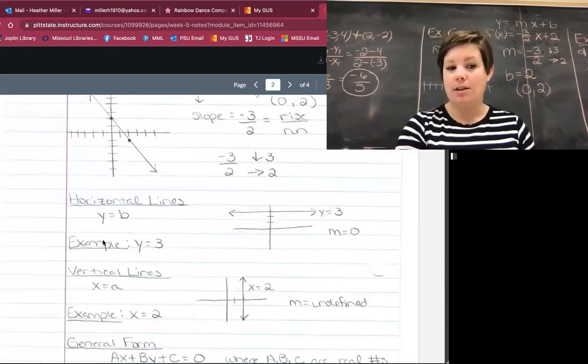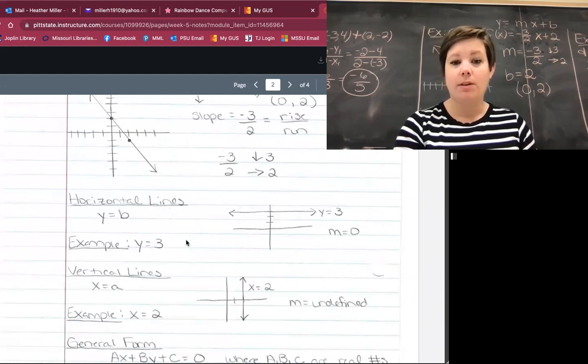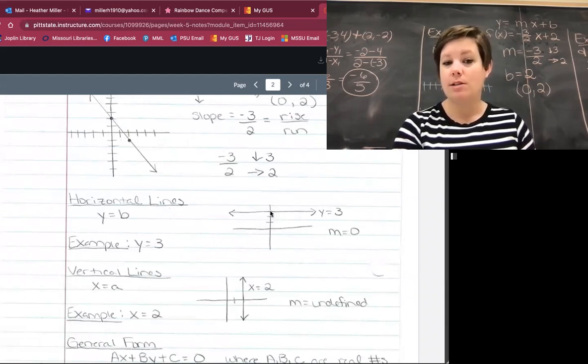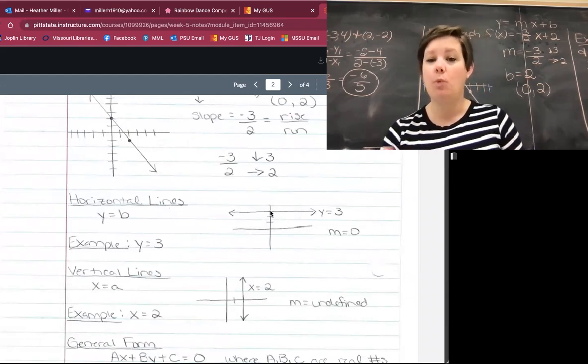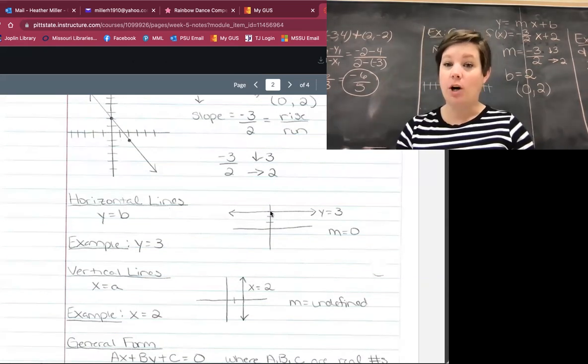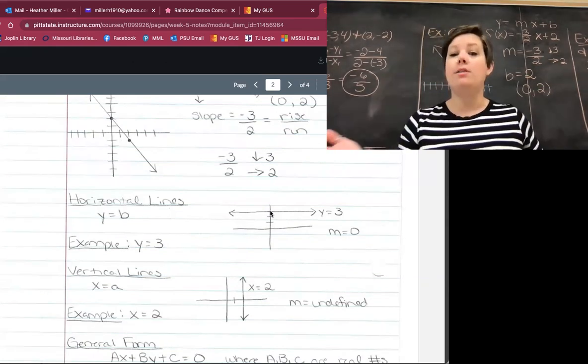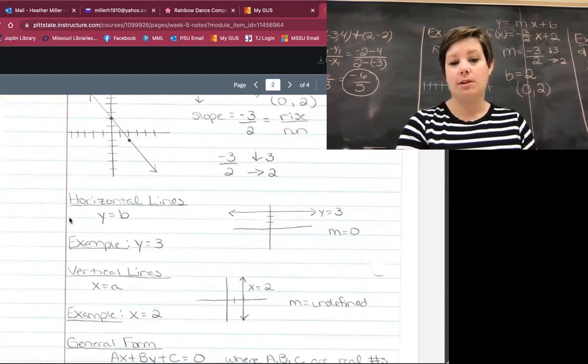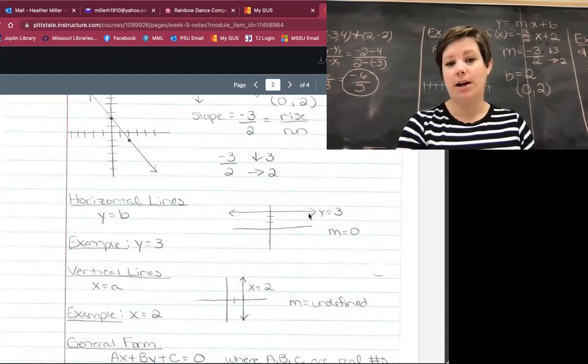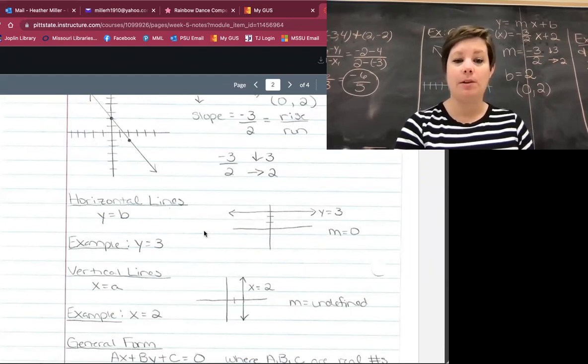So these look like this. Our example is y equals 3. Well, when x is 0, y is 3. When x is 3, y is 3. When x is -452, y is 3. So these are horizontal lines like that, and the slope is 0.